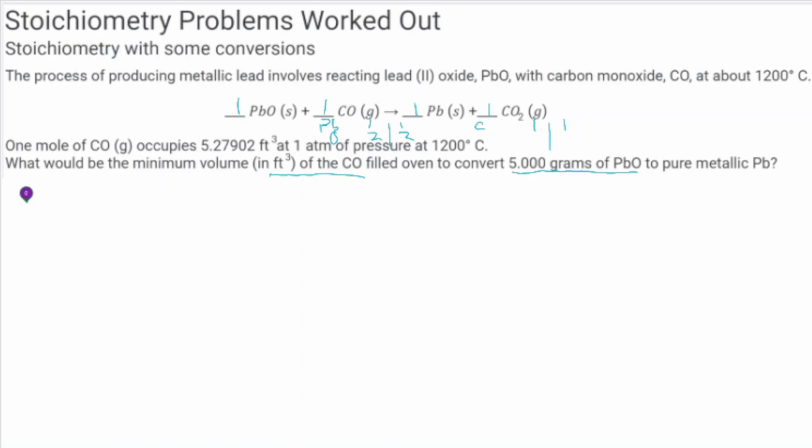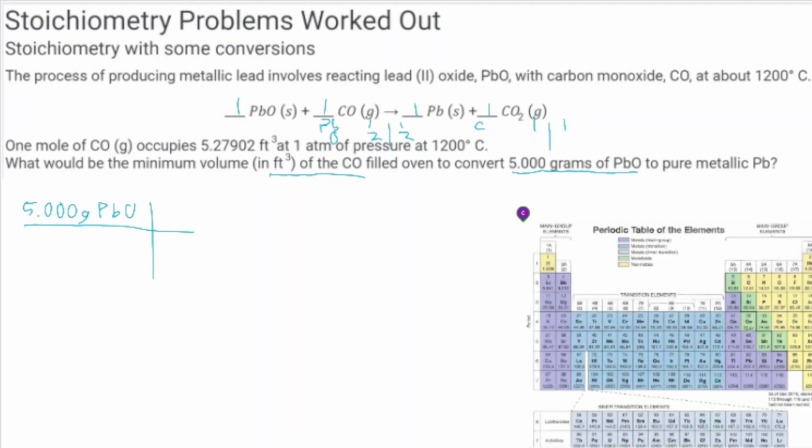So we have 5.000 grams of lead oxide. All right. Now we want to work on getting this to moles. That's going to be our first goal, just like last time. And so when we do that, we're going to be using the periodic table again. And I'm going to pull that back up so we can look at it.